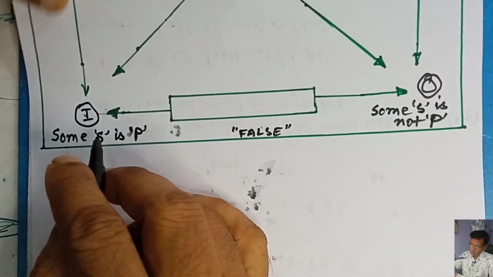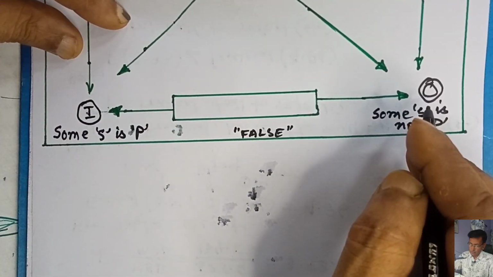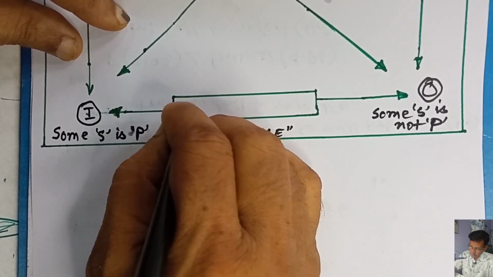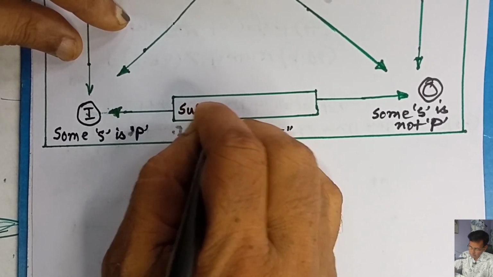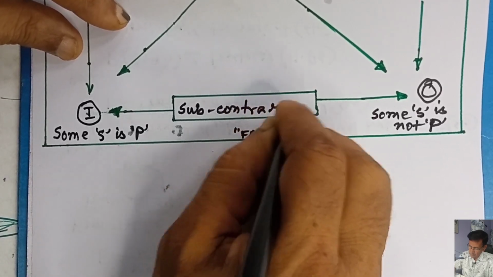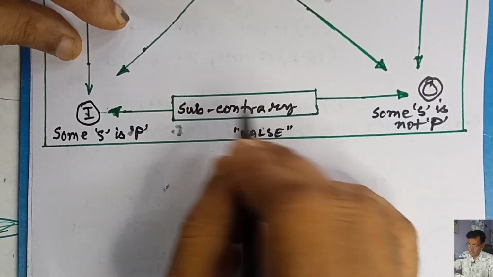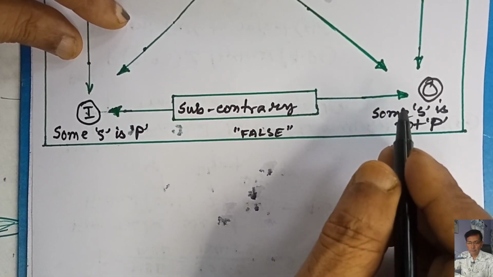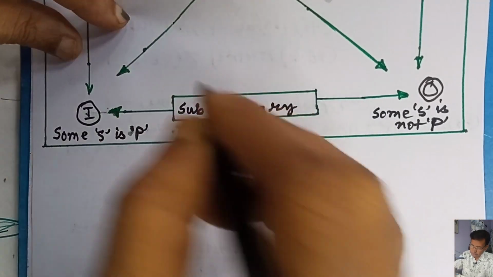Between I and O, the relationship is sub-contrary. In sub-contrary, both cannot be false, both can be true.